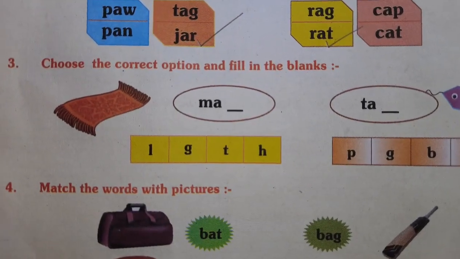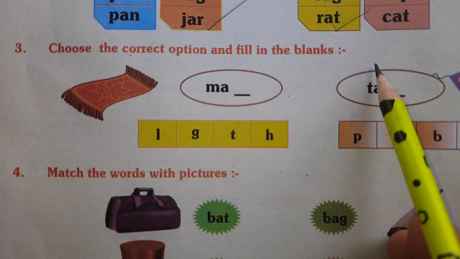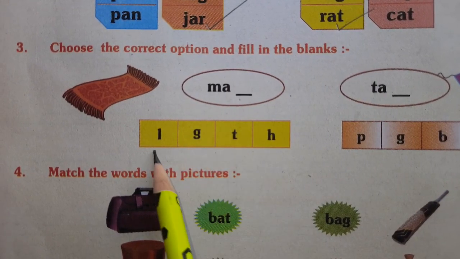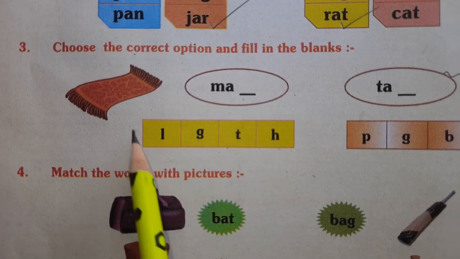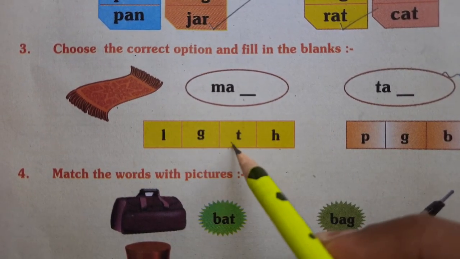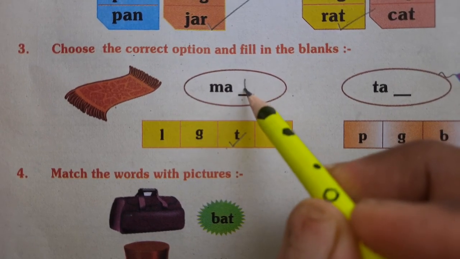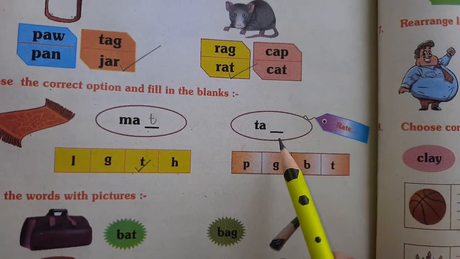Next one is number 3. Choose the correct option and fill in the blank. So MA dash, and for this these are some letters: L, G, T and H, and this is mat. So the picture of a mat is there. So MAT, T is the correct option. So we have chosen that.